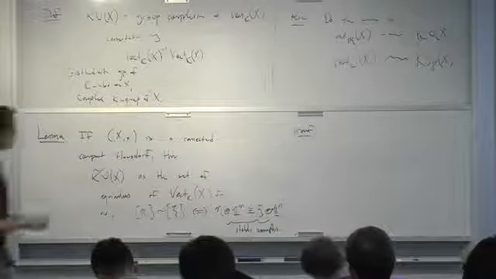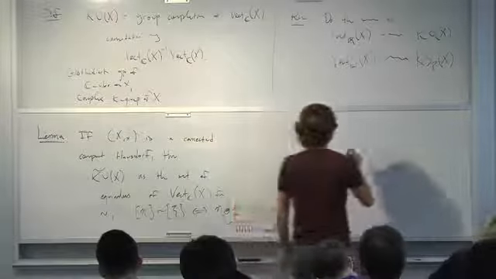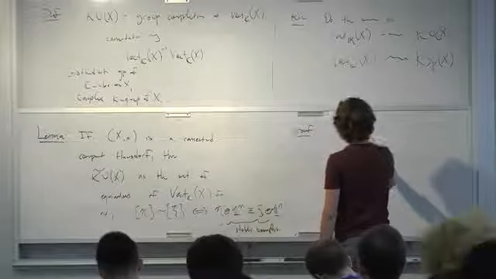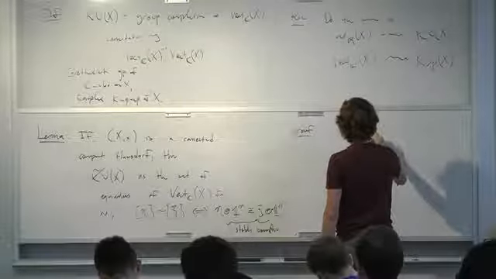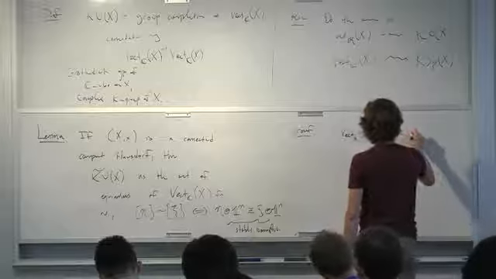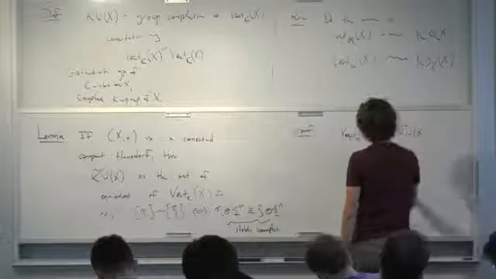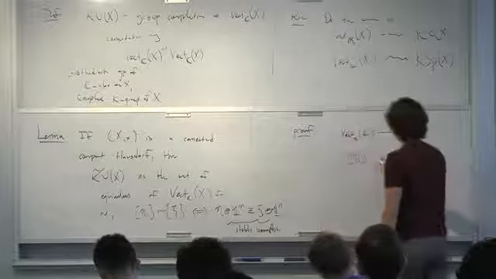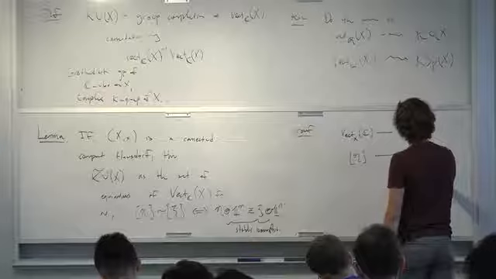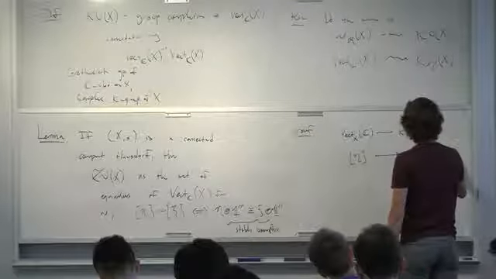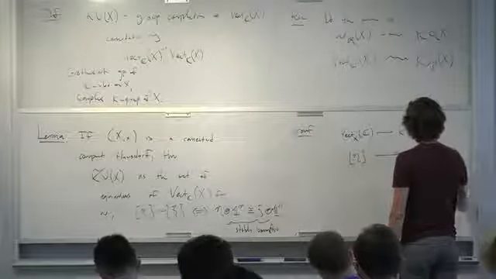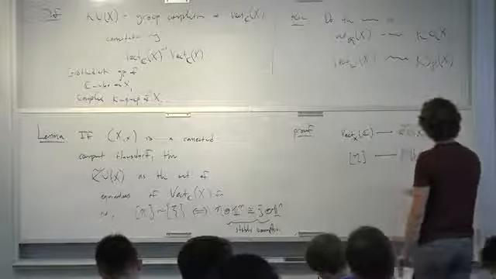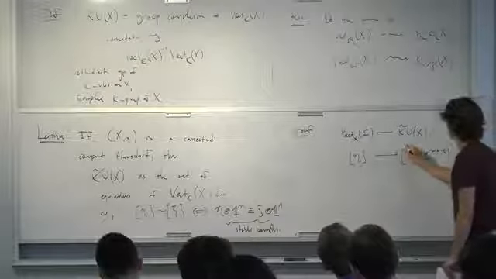So the proof is very easy. Let's consider the map from Vect(X) to reduced K theory, K̃U(X), that sends an isomorphism class eta to eta minus 1 to the rank eta.